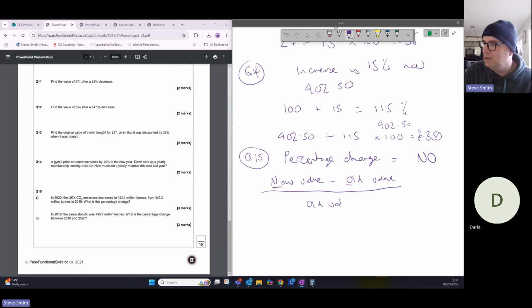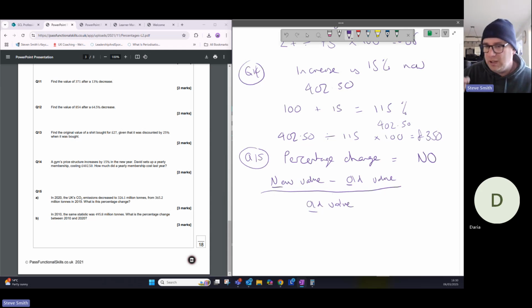N and O, so that's why I think of the word "no". If I think of the word "no", I know I'm going to get my numbers in the right order. And if you look at that now, I've created a fraction. I've got my new value, take away my old value, divided by my old value.